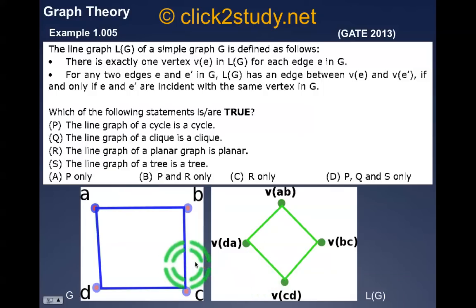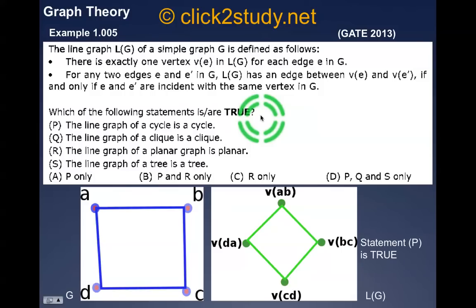In fact, the line graph of a cycle is isomorphic to that graph, right? This was a cycle of 4 vertices, and when you drew the line graph it was also a cycle of 4 vertices. This is isomorphic to this, and you can do it for any cycle. You take the cycle of 6 vertices, and the line graph will be a cycle of 6 vertices. It's quite obvious if you take the definition of line graph, because that's the way we draw them. All right, so yes, we know that the line graph of a cycle is a cycle. That's why the statement P is true.